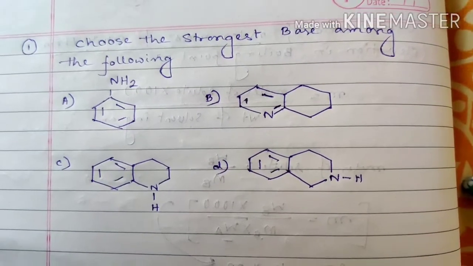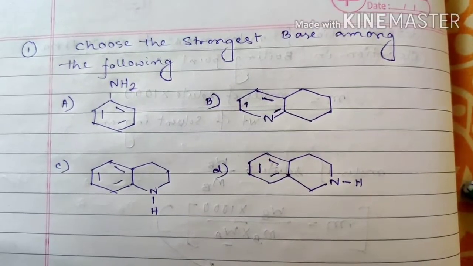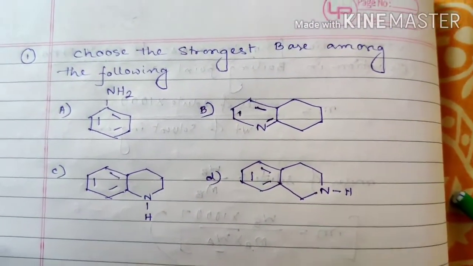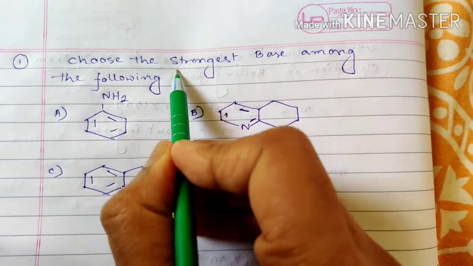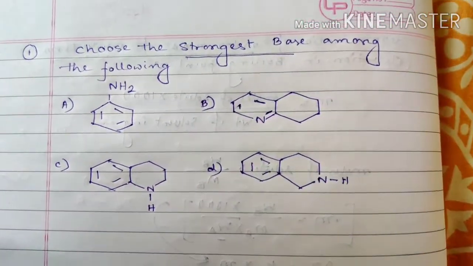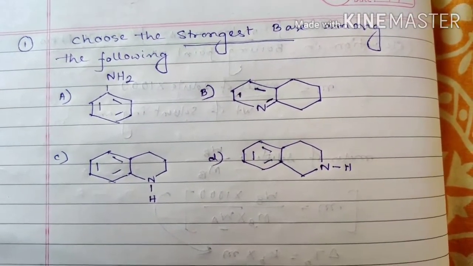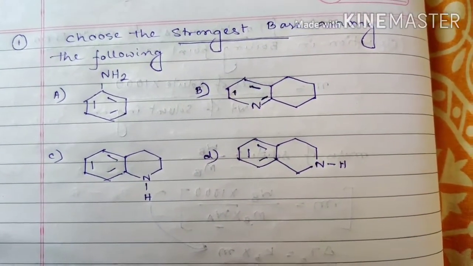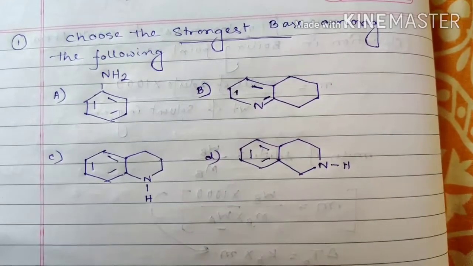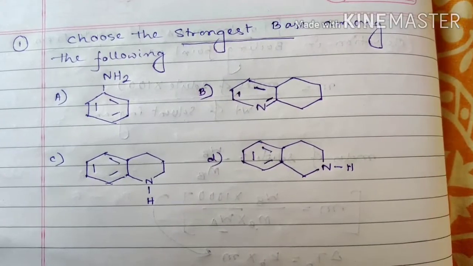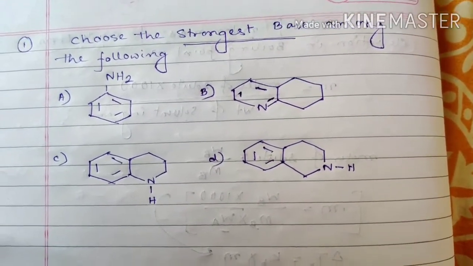Let us start our today's discussion by choosing a very standard question. Here 4 options are given and the question is, we have to choose the strongest base among the following. So we are going to see which nitrogen out of these 4 options will have more capability of donating the lone pairs to others. That means they can act as a better Lewis base. Let us see those.